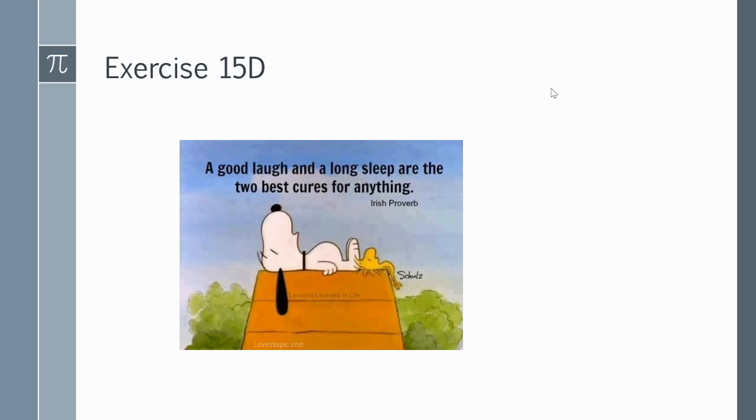Snoopy has some words of wisdom for you. My only words are to try your best with 15D.